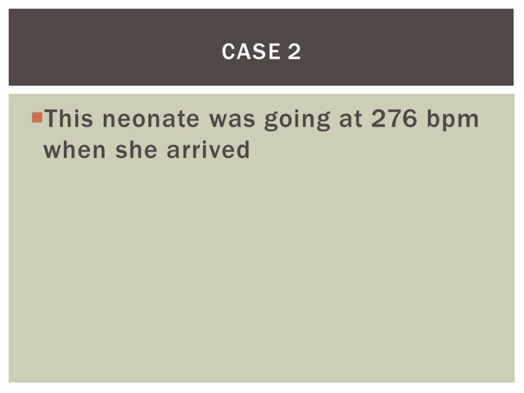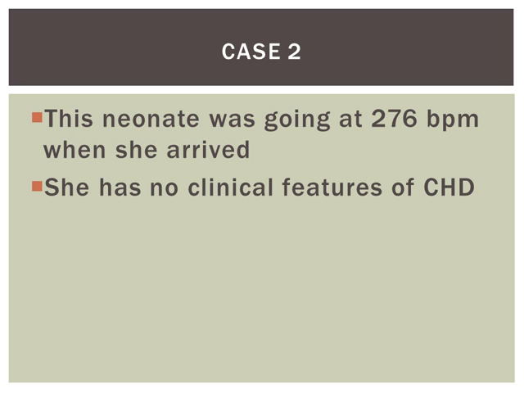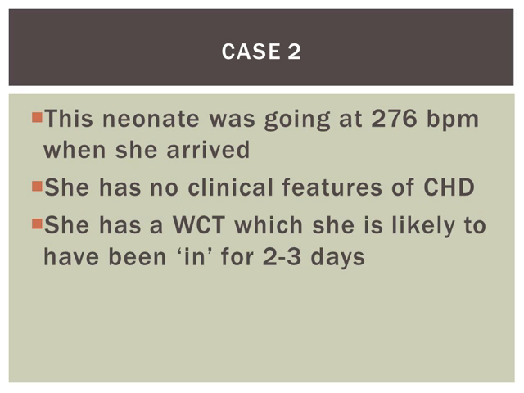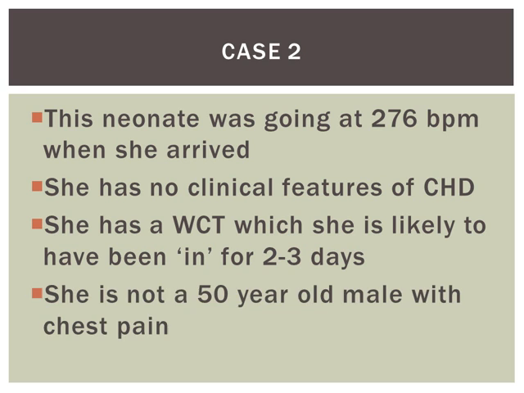She was going at 276 beats per minute when she turned up. There were no clinical features of congenital heart disease or other dysmorphia. And she'd been in this rhythm probably for 2 to 3 days on the history. Remember, she's not a 50-year-old male with chest pain, so VT is less likely, but certainly not impossible.